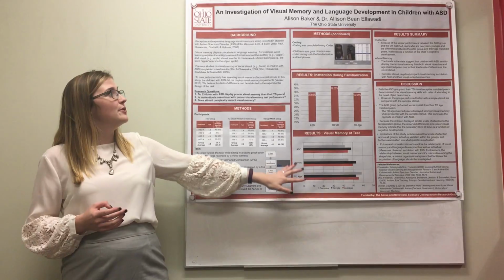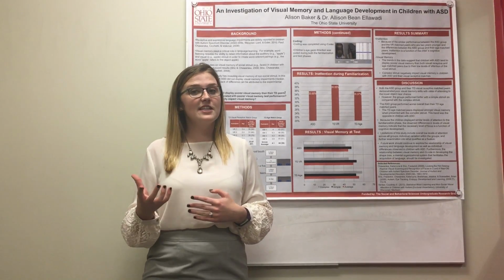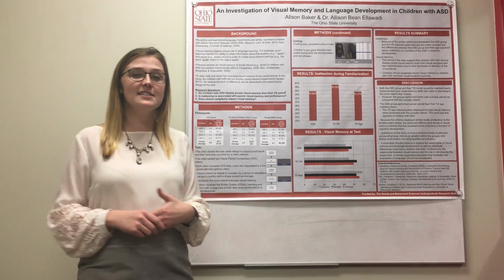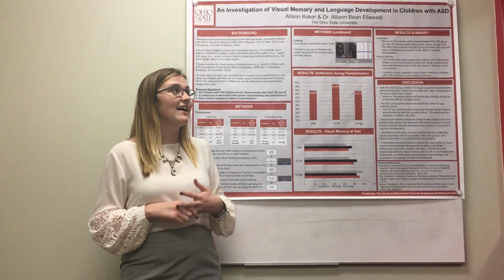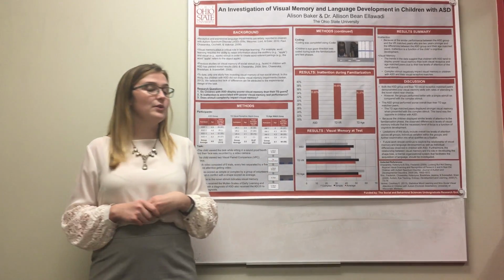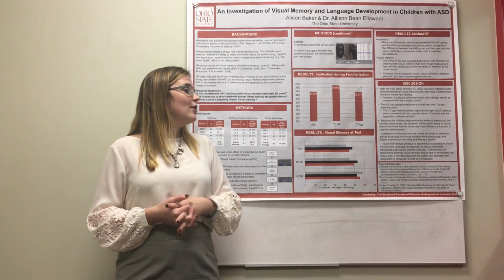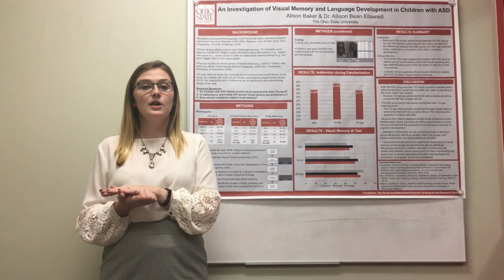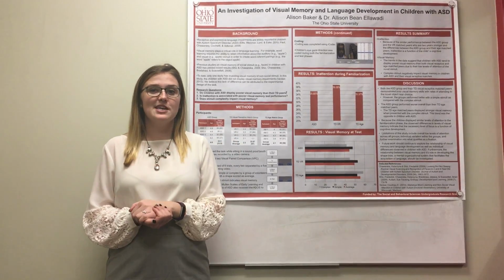Additionally, we plan to look at these findings in relation to the findings of another study investigating the shape bias that is currently taking place in our lab. It is our hypothesis that a lack of visual memory will be connected to a lack of the shape bias, thus preventing children with autism from being able to utilize the shape bias to facilitate their language acquisition.